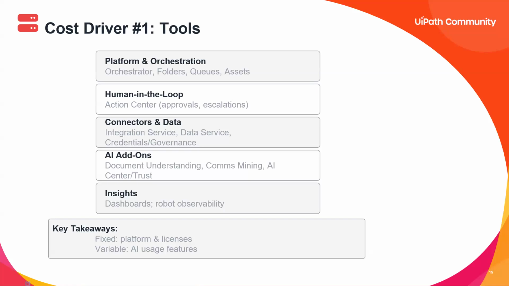And finally, insights. So we need tools to monitor how our agents are performing. Basically, the dashboards we see in insights to see if all this is really or actually working. So the key takeaway here is we have fixed platform costs, but many advanced AI features have variable costs based on the usage. Next slide.